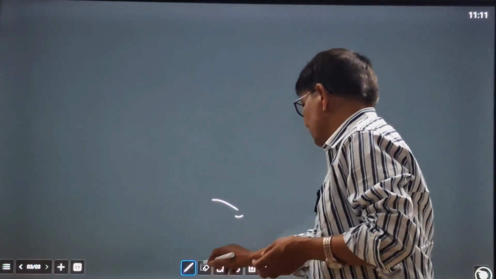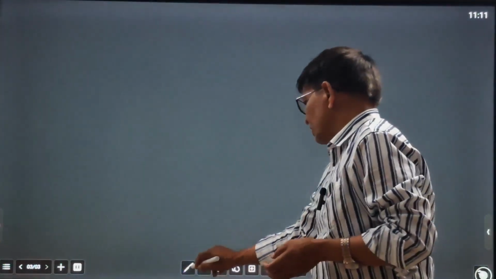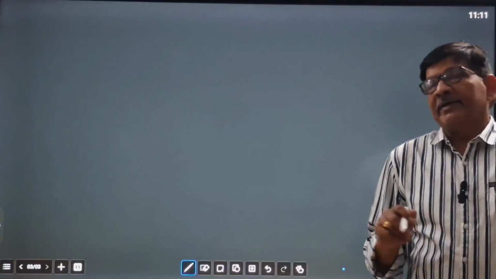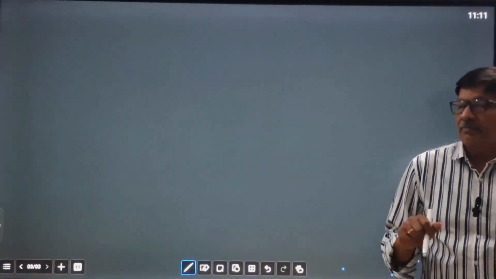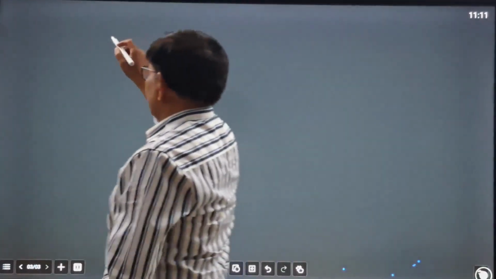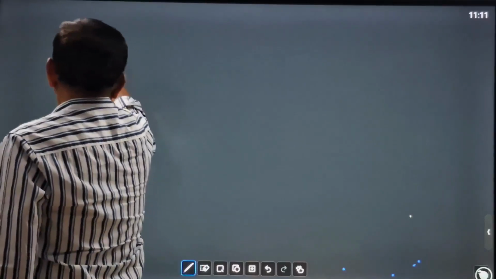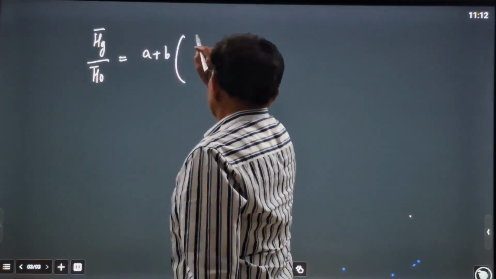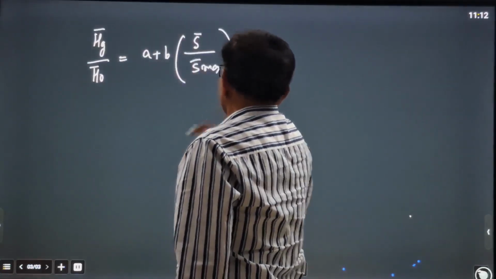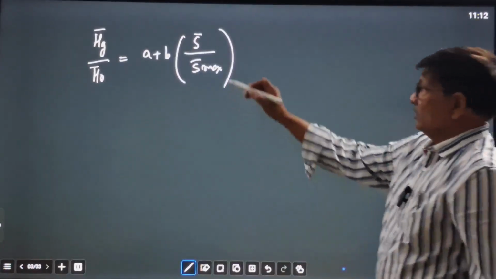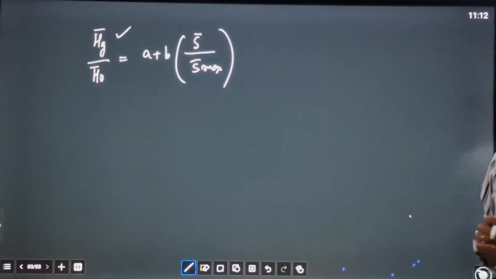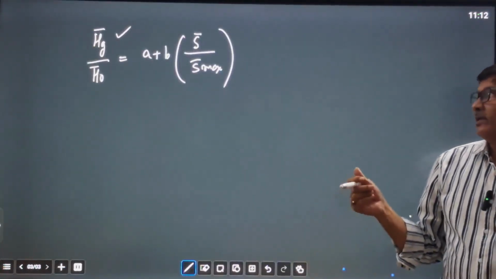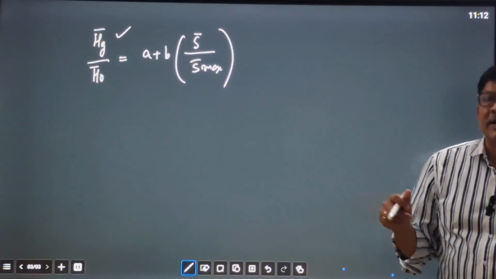The formula given by Angstrom for finding the global monthly daily average of solar irradiance falling on the horizontal surface is: Hg upon Ho equals A plus B in bracket S upon S maximum. Let us define these terms first. Hg stands for the daily average, on a monthly basis, meaning the daily global irradiance falling on the horizontal surface.